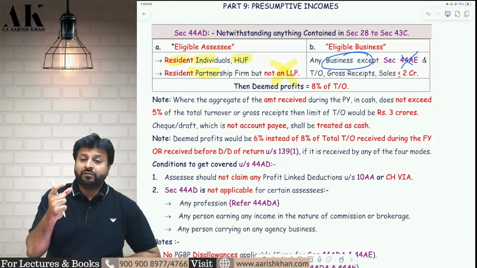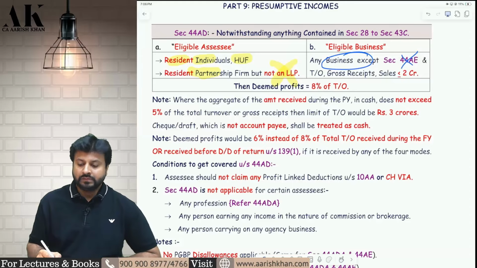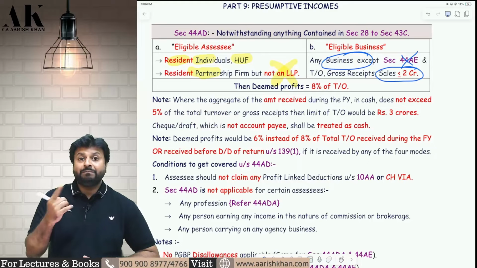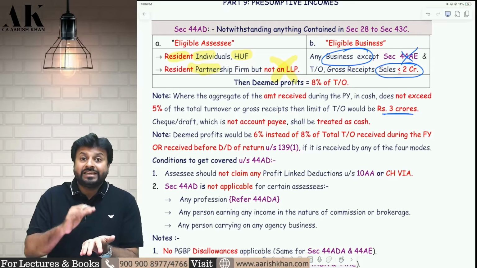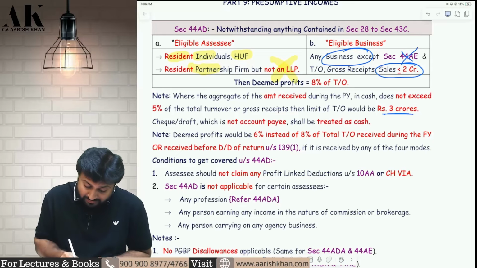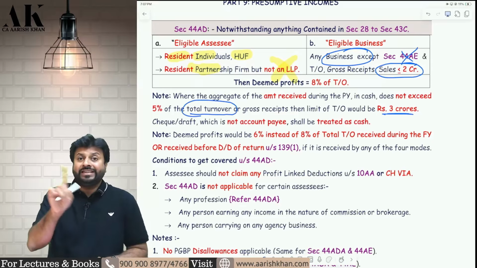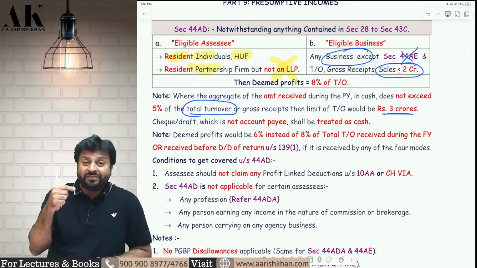Now what is the limit for 44AD? That is the most important point for us. Your turnover should be up to 2 crore. But for some people, the government has increased the turnover up to 3 crore. Who are those fortunate people? If your cash receipt is up to 5% of your total turnover. Now here it is total turnover, it is not total receipt. In 44AB it is total receipt. In 44AD it is total turnover.